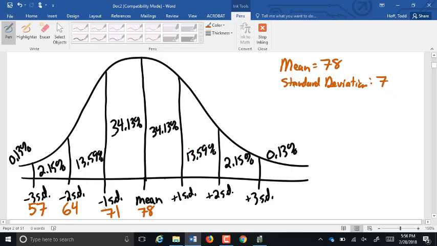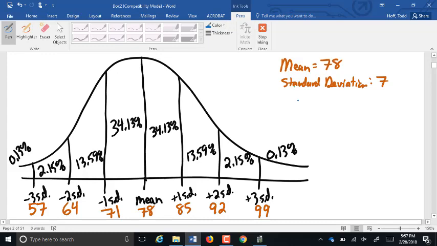If I go the other direction, each step is going to be adding the standard deviation, adding 7. So 78 plus 7 gives me 85. Going another step, 85 plus another 7 is 92. And then the last step here is 99.